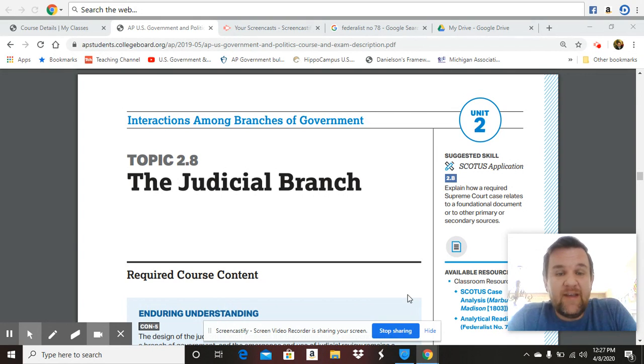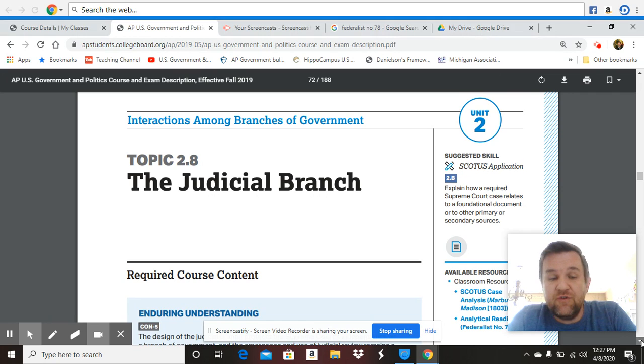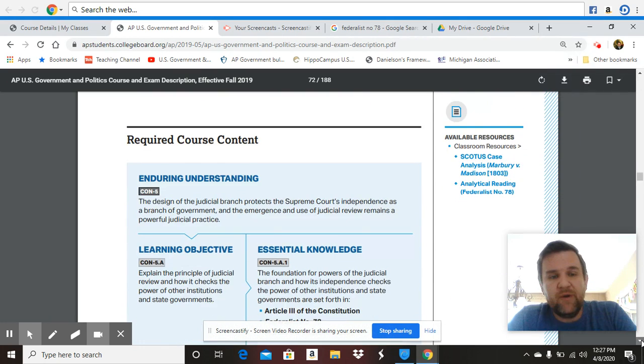So we're looking at the interactions among branches of government. And today we're focusing on topic 2.8, which is the judicial branch. So we're looking at the judicial branch, right? We're getting into the Supreme Court, right?